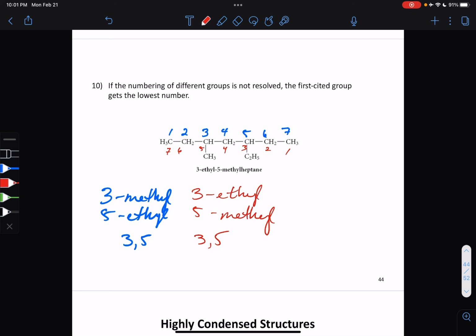So IUPAC says if this situation happens, what you do is you say, oh, okay, well, E comes before M in the alphabet, so E gets the smaller number. So we go with 3-ethyl, 5-methyl, and you can see that right here. We've got 3-ethyl, 5-methyl, and then heptane because you had a 7-carbon parent chain.